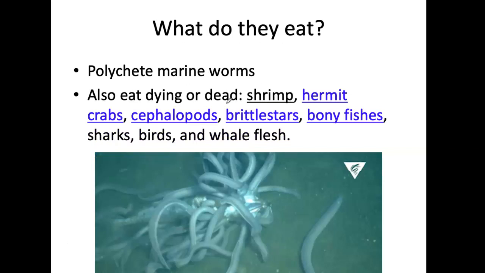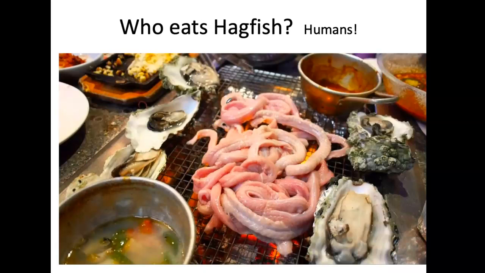So what do they eat? Well, they eat worms, anything that's dying or dead, or shrimp, pieces of shrimp, dead shrimp, hermit crabs, little bony fish, anything that's sort of left over that's dying or dead, because they don't have the capacity to attack something, but they can eat it if it's available. Who eats hagfish? And look at it on the barbecue. So there are some cultures that eat hagfish, and this one has been skinned, so supposedly very tasty. I don't know. I have not had hagfish.